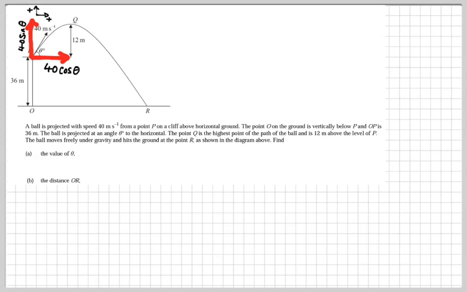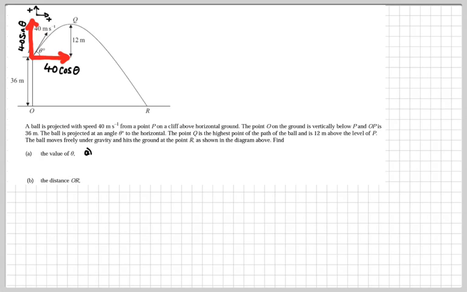I like to resolve the initial velocity directly, so the horizontal component would be 40 cos theta and the vertical component would be 40 sin theta, and I also like to mark on which directions I will take as positive, and I'll keep those directions as positive consistently throughout the problem.